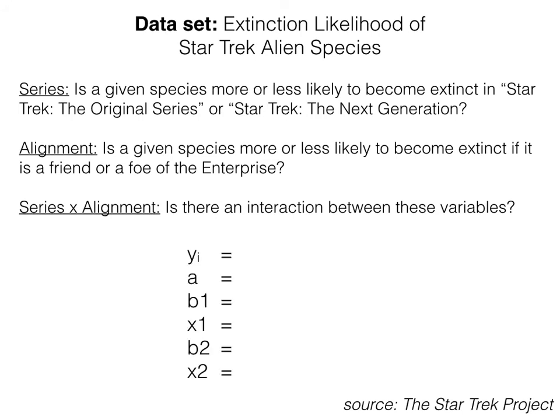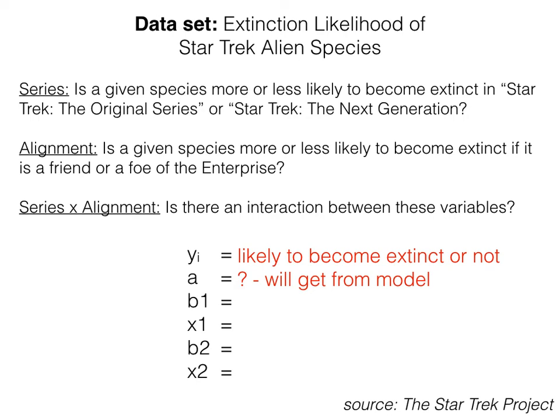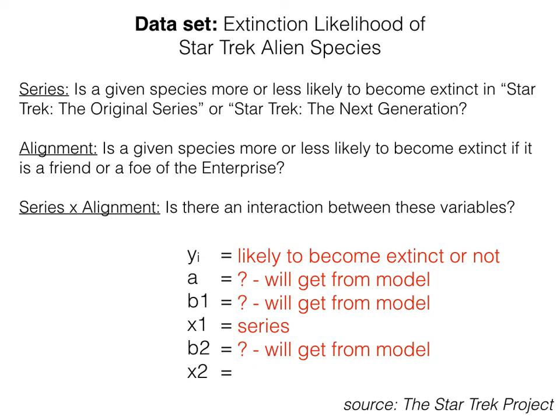We'll start by listing our model variables. Our yi here is likely to become extinct or not, expressed as 0s, not likely, and 1s, likely. Our a, we don't know, we'll get from the model. Our b1, we don't know, we'll get from the model. Our x1 is series, the original series or the next generation. Our b2, we don't know, we'll get from the model. And lastly, our x2 is alignment, friend or foe. Remember, because this is a logistic regression, we don't have an error term. Pause the video now to do the lab. Come back to the video when instructed to learn more about some of the code we'll be using today.